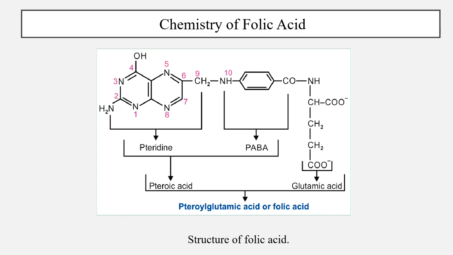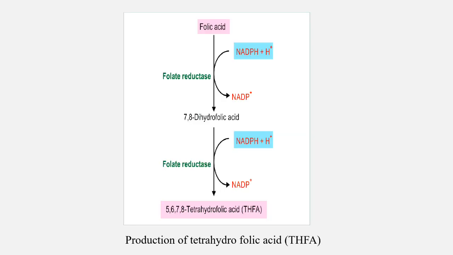Just remember, the chemistry of folic acid contains pteridine ring, para-aminobenzoic acid, and glutamic acid. So, the main coenzyme which is synthesized from the folic acid is tetrahydrofolic acid. The main enzyme for synthesis of tetrahydrofolic acid is folate reductase. So, it is a reduction reaction. Here you can see this reaction requires NADPH as a coenzyme.